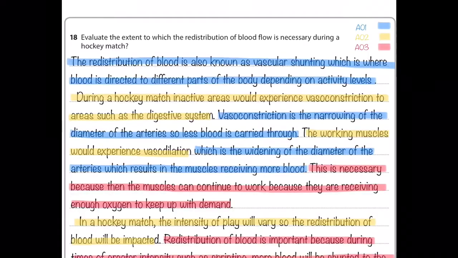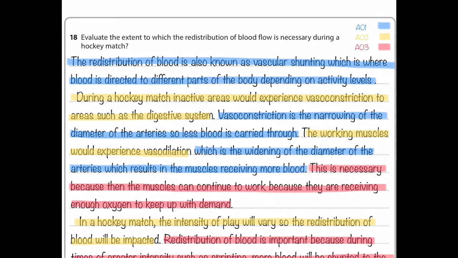So, as promised in my last video, I said I would do a video going through the 9-mark questions. Our first 9-mark question says, evaluate the extent to which the redistribution of blood flow is necessary during a hockey match. And as you can see from my answer, I've highlighted it in 3 different colours.